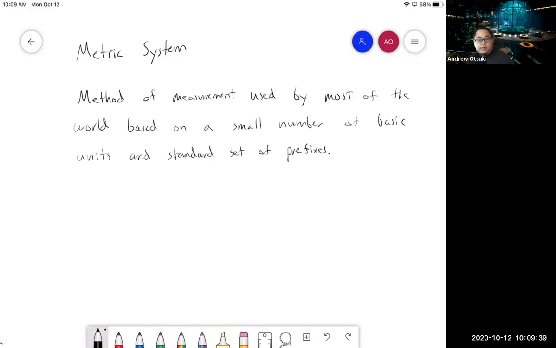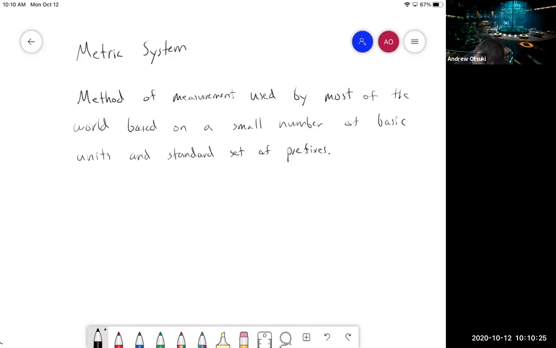The method of measurement is used by most of the world. In scientific literature, you always see the metric system being used for measuring out quantities. And it's very simple to use because you just have to remember some prefixes and a small set of units, like centimeter, and then the prefixes that denote a certain power of 10 for measurement. So we'll go into the basic ones, and some of the more standard prefixes you should know.